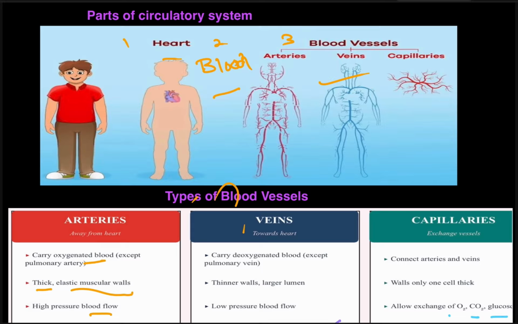Veins carry deoxygenated blood, or oxygen-low blood, toward the heart. From the body parts, they bring blood to the heart. So they have thinner walls and larger lumens. They have low blood flow.